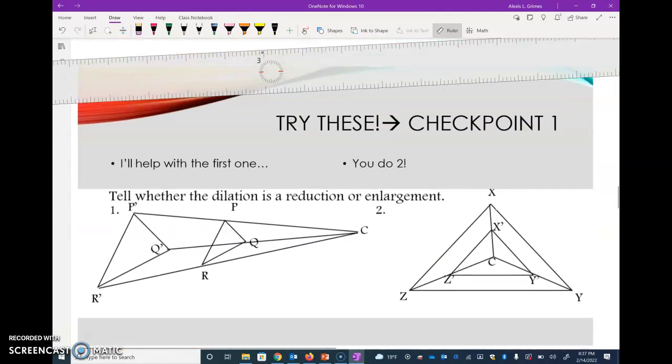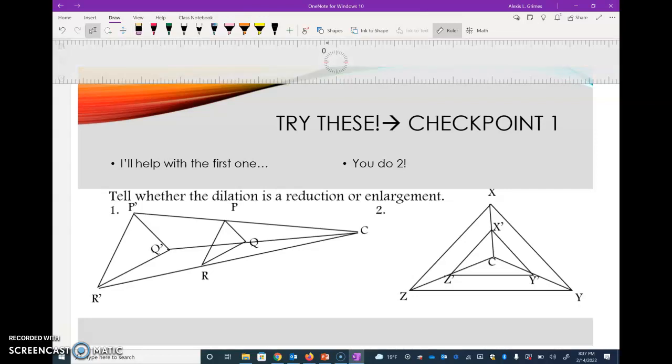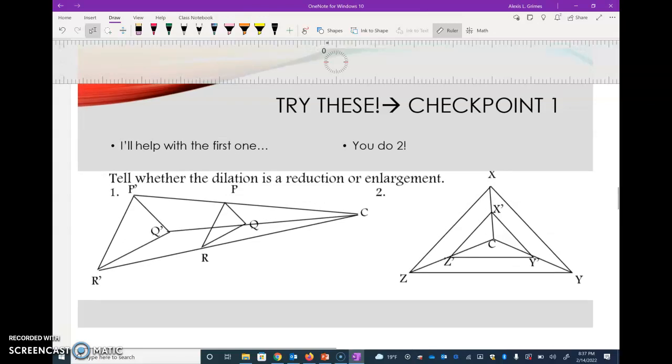All right. So let's go ahead on then. Next, we're going to try these. I'm going to go through the first one with you, and then you're going to do the second one in your notes. We are going to do notes checks, so make sure you are trying this. If you don't understand it, make sure you circle it so you know to ask me for help, okay? So looking at number one, I'm just going to find my original first. I see PRQ. You see it? We find PRQ. We've got our original triangle.